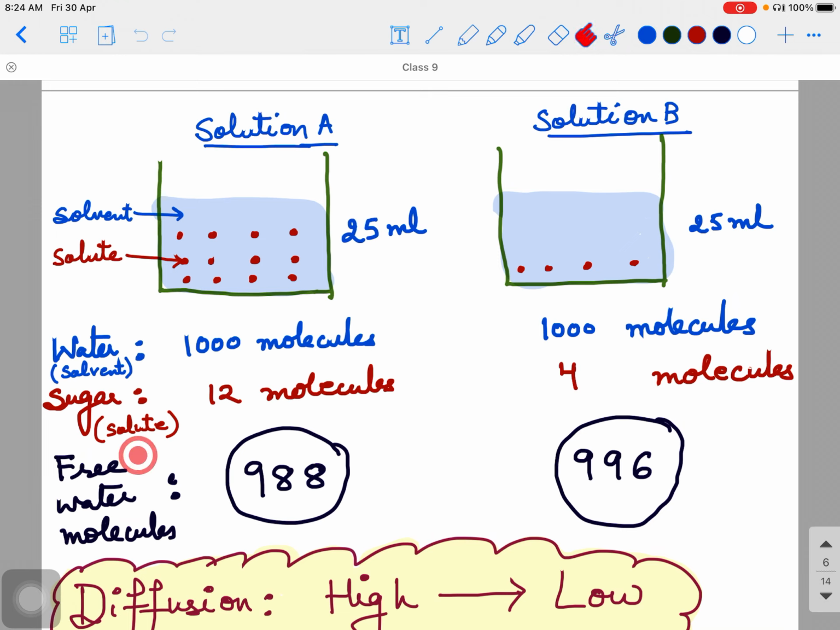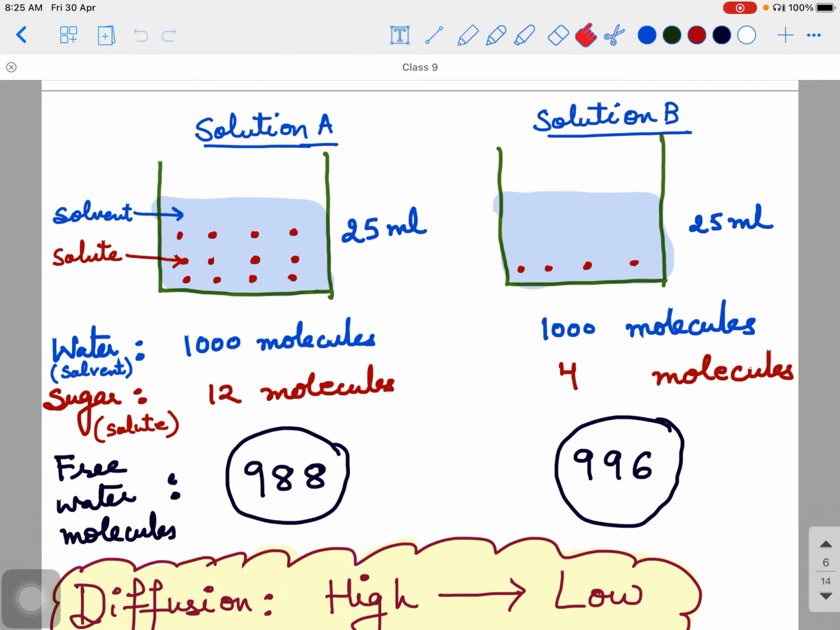Here we will calculate the free water molecules. Free water molecules are free to move from one place to another. When we mix sugar in the water, sugar will form bonds with water. It will interact with water and that water will be bonded to sugar. That will not be free to move. So here, because solute particles are more, it will bind with more water molecules. Here solute particles are less, so they will bind with fewer water molecules.